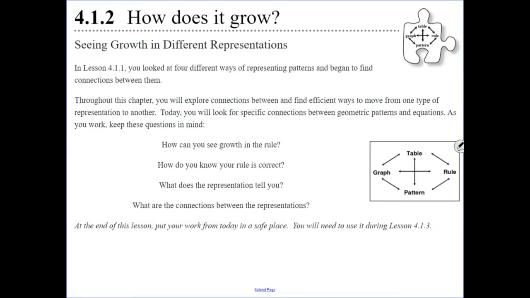We are going to start chapter 4. Now, as you notice, we're skipping 4.1.1. We're going straight to 4.1.2, okay? So you do not need to do that. Don't worry about it, okay? 4.1.2, how does it grow? Seeing growth in different representations.